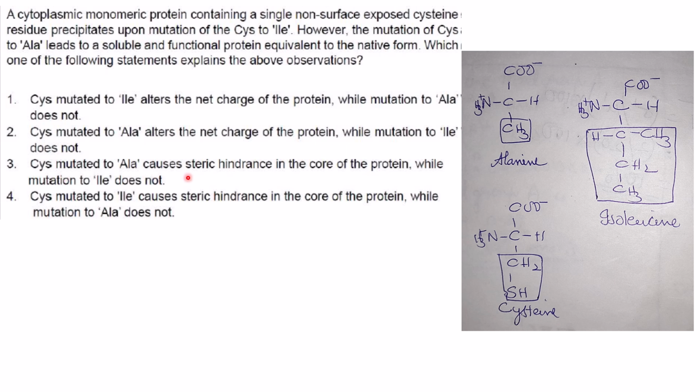Cysteine mutated to alanine causes steric hindrance in the core of the protein, while mutation to isoleucine does not. That is also not correct, because alanine has only one CH3 group, whereas isoleucine is a branched one and has a bulky R group, and the cysteine also has a small side group.